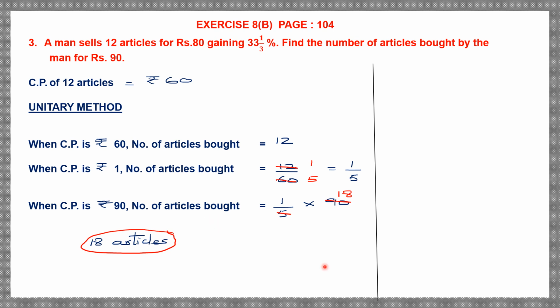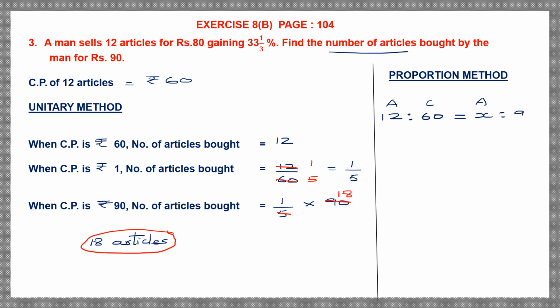Now we can also do it in the proportion method. According to the proportion method, the number of articles bought will be our proportion. So the number of articles bought is 12, and what was the cost price of that? That is 60 rupees. This will be equal to, now we are asked to find the number of articles. Remember, this is the articles, this is the cost. So here again we have to write articles first, but we don't know, so we're going to put X there. So this is articles, but we know the cost. The cost is 90 rupees.